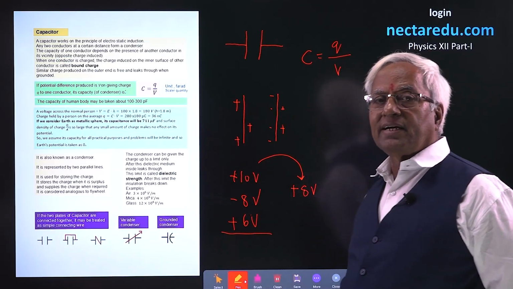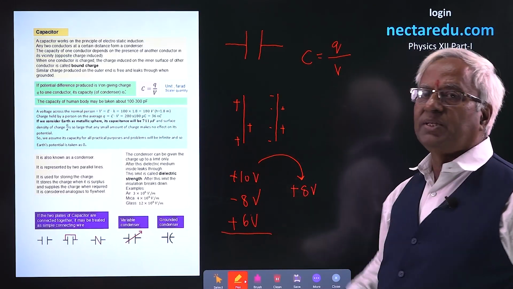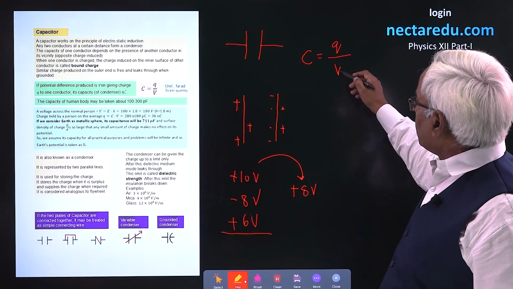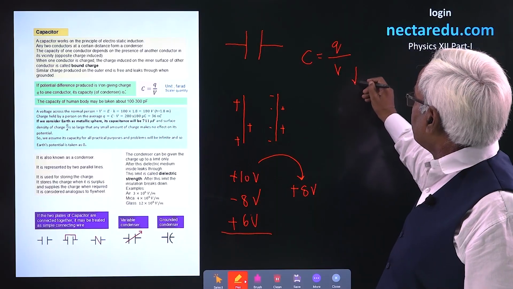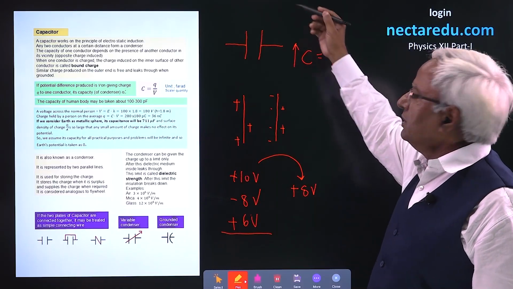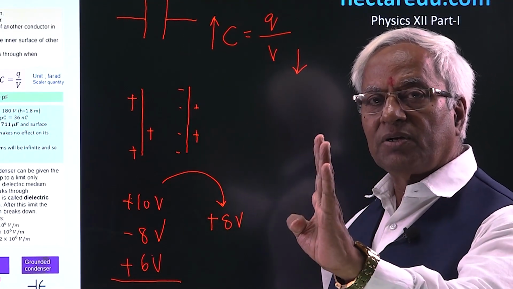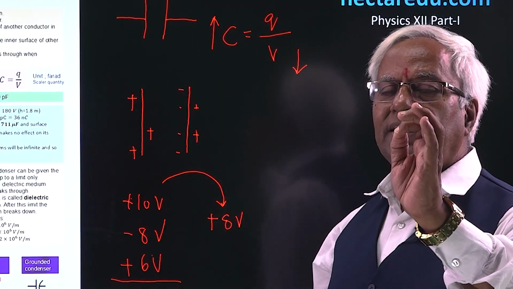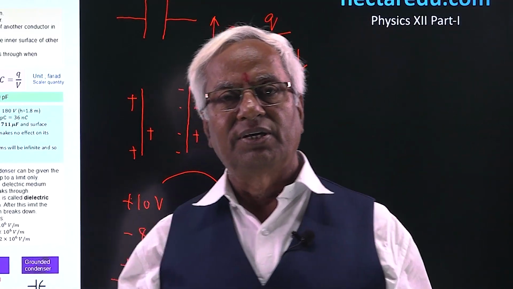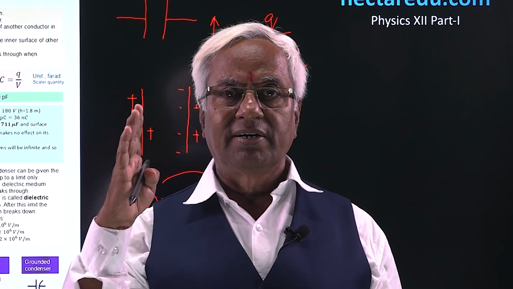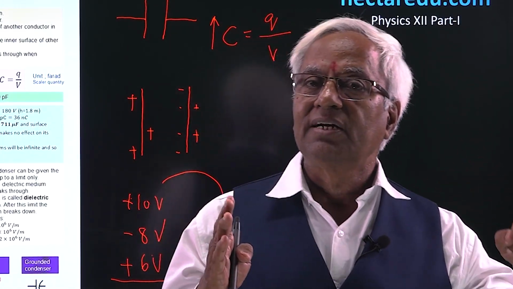The presence of the second conductor has simply resulted in the decrease of this potential. And when potential decreases, potential difference will decrease. When this decreases, capacity will increase. That's the basic idea of condenser, that capacity of one conductor can be increased by simply placing another conductor near it. How interesting and wonderful it is that capacity of one conductor can be increased by the presence of another conductor.